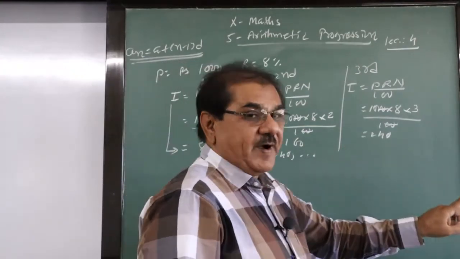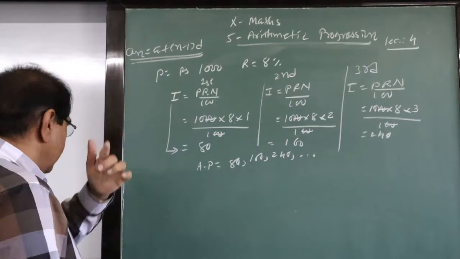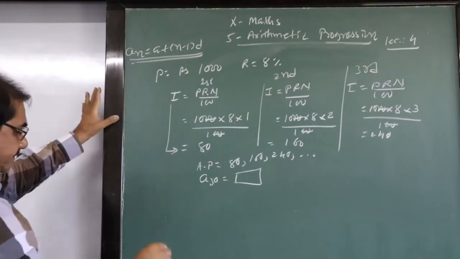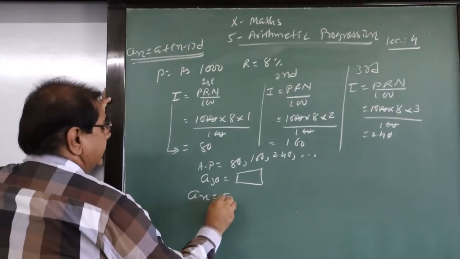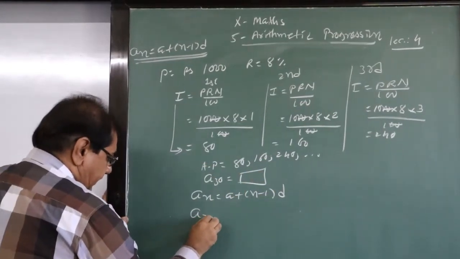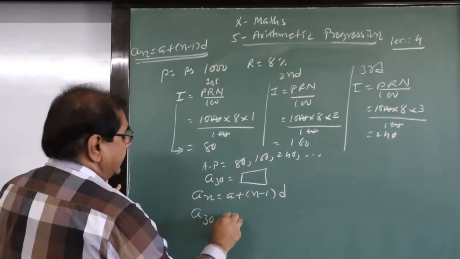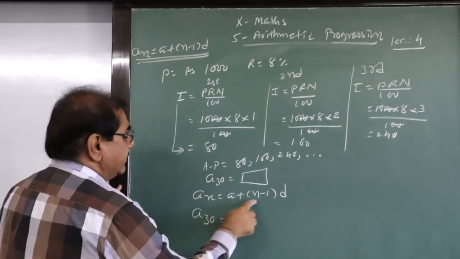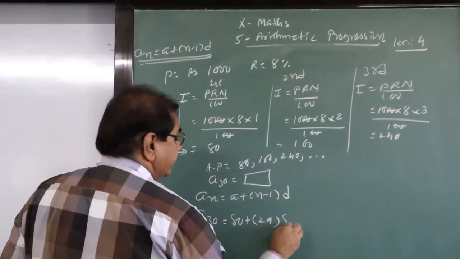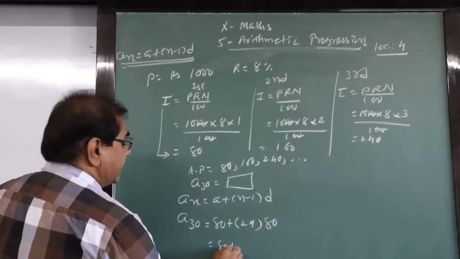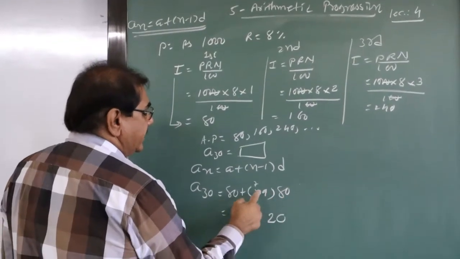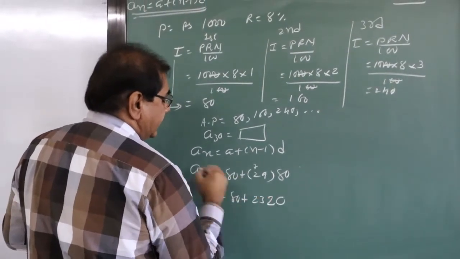What to find out? We have to find the 30th term of this AP. So you want to find out a30. Okay? We have the formula. an is equal to a plus n minus 1 into d. I want to find out a30 is equal to, what is a? 80, the first term. n is what? 30 minus 1, 29. Difference is what? 80. So it is equal to 80 plus 29 into 80. 0 as it is, 9 8s are 72, 7 carry, 2 8s are 16, 16 and 7, 23.